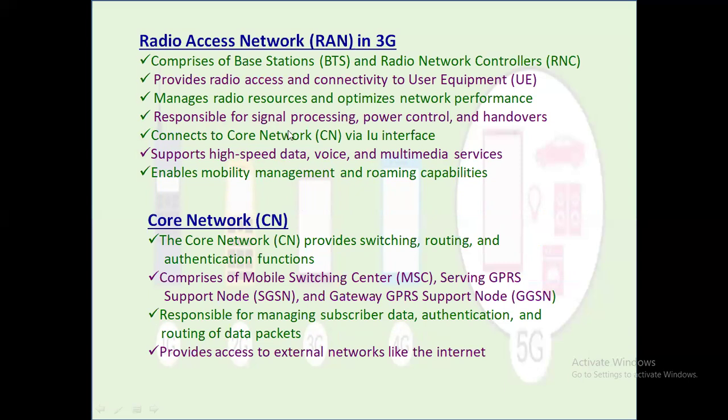It is responsible for signal processing, power control, and handovers. It connects to the core network, CN, via the Iu interface, and it supports high-speed data, voice, and multimedia services. It enables mobility management and roaming capabilities. These are all the functions of RAN. RAN means what? Radio access network in 3G.